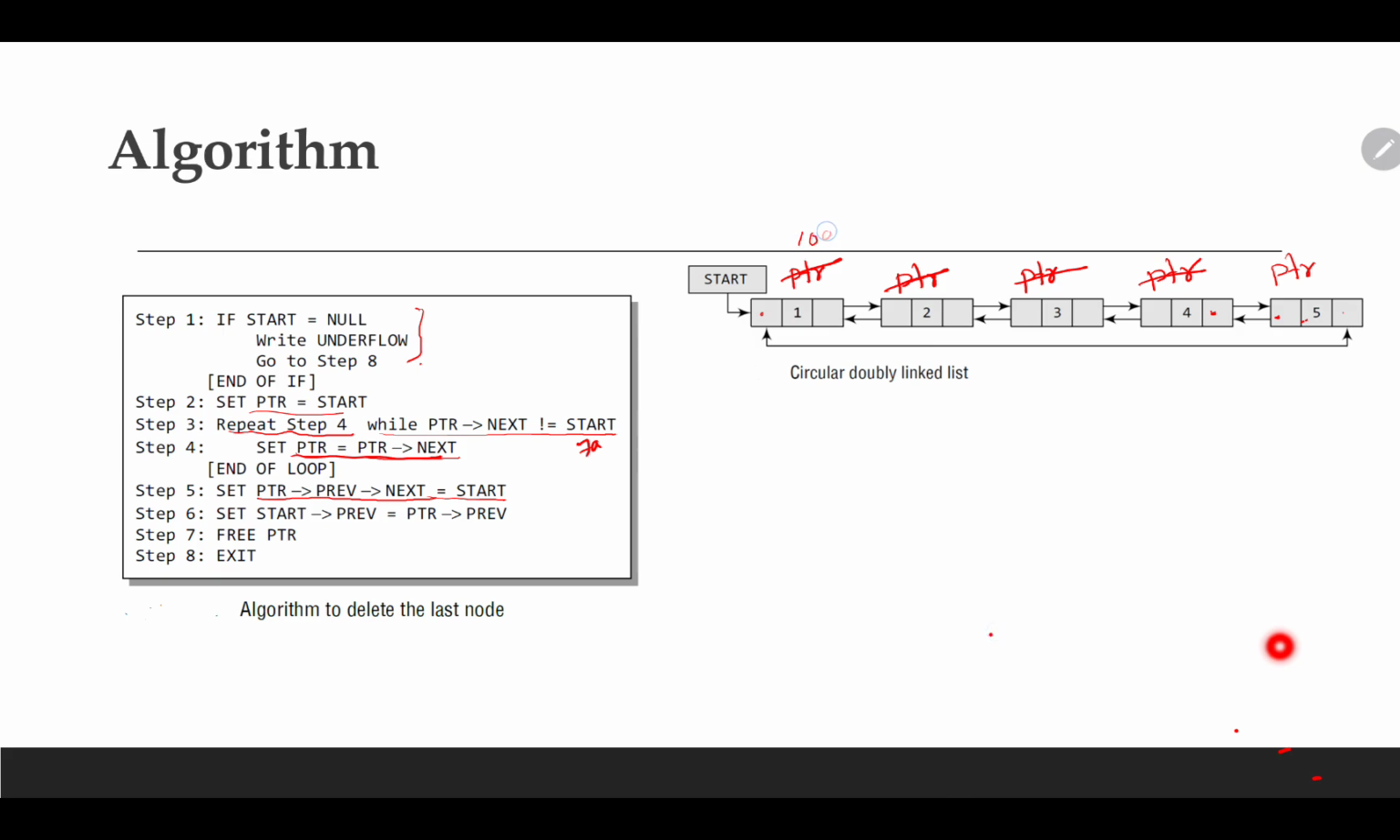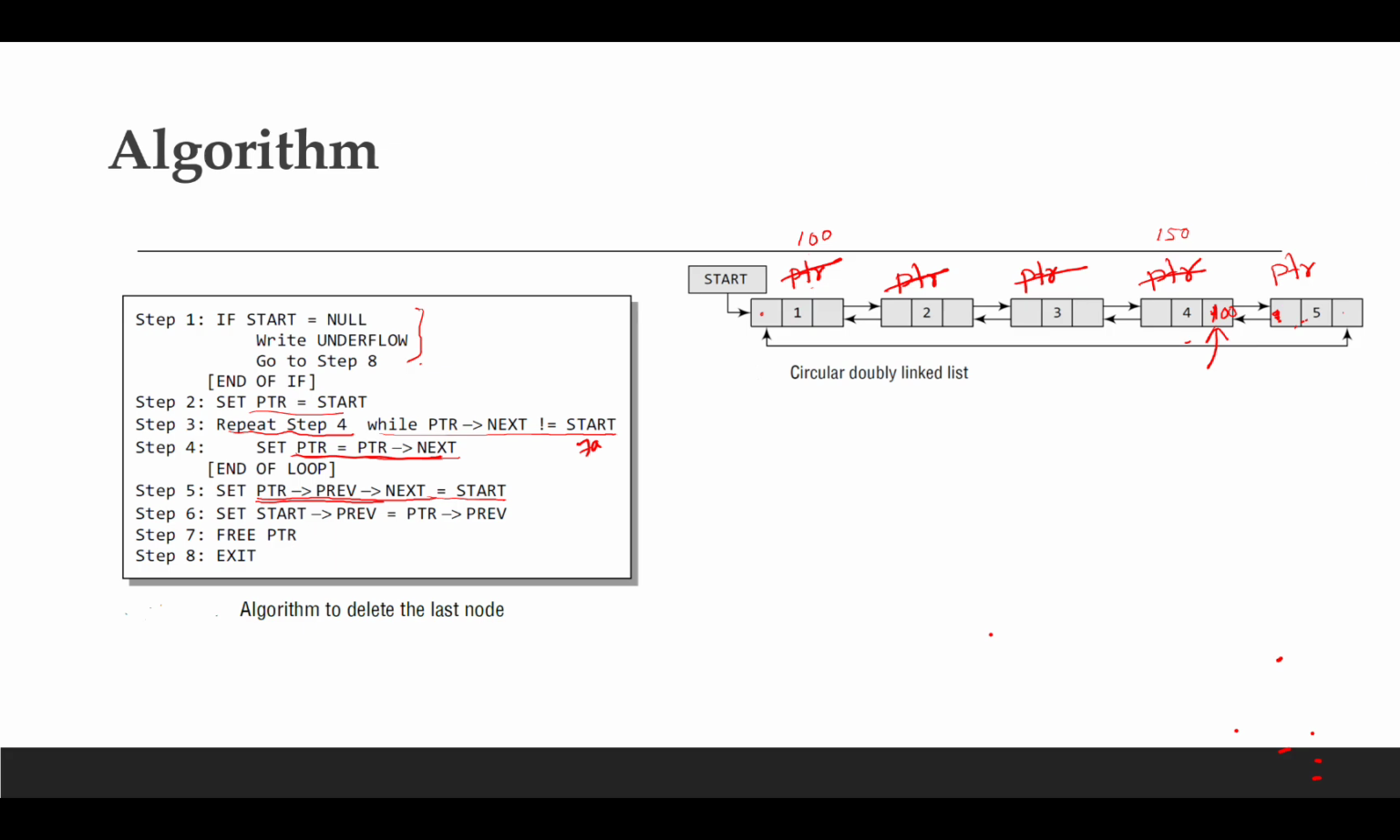So for example, the address is 100 for this, and consider this is 150. So what will happen here, it will be 100. How is it 100? The statement given is ptr->previous. Previous means this part. This previous node's next means here it is equal to the start address. So what is the start address? It is 100.